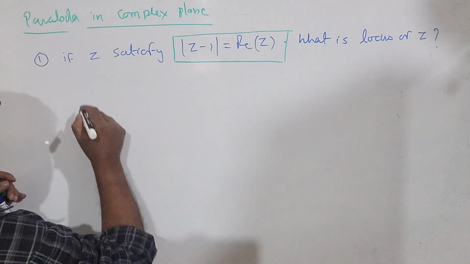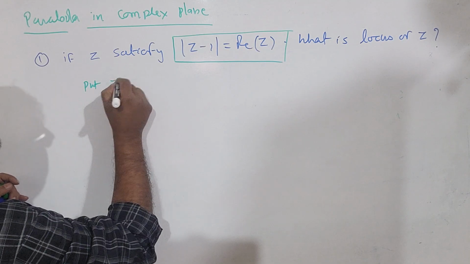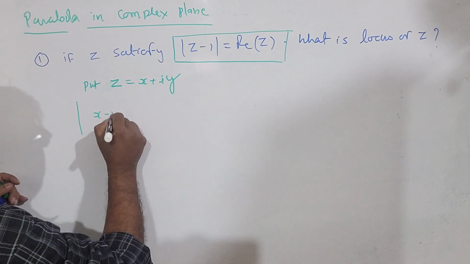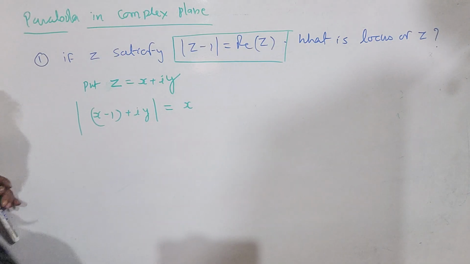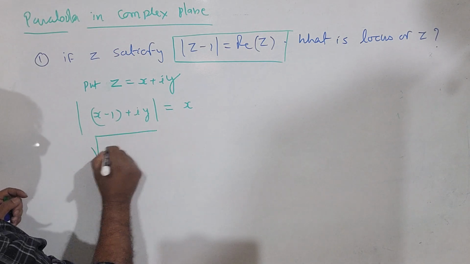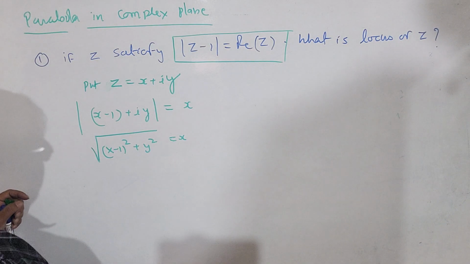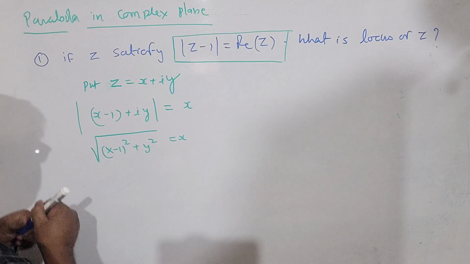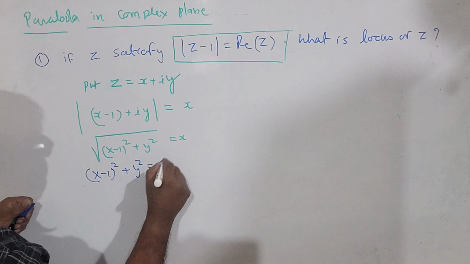We have to solve this by putting z equal to x plus iota y. So this becomes modulus of (x minus 1) plus iota y, and that is equal to the real part of z, which is x. Therefore we have square root of (x minus 1) whole square plus y square equal to x. Finally you will get the equation: (x minus 1) whole square plus y square is equal to x square.